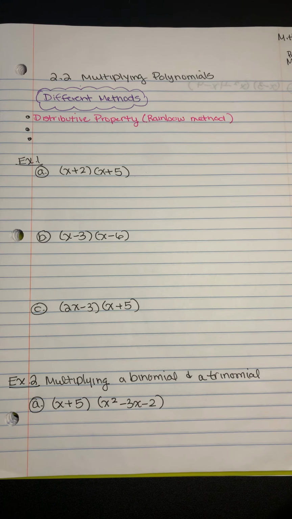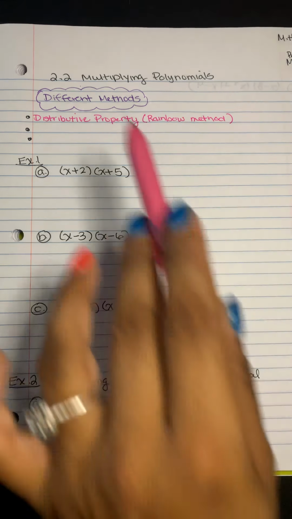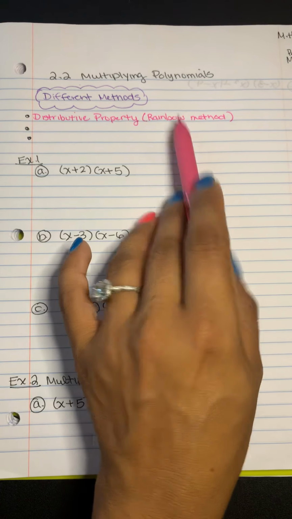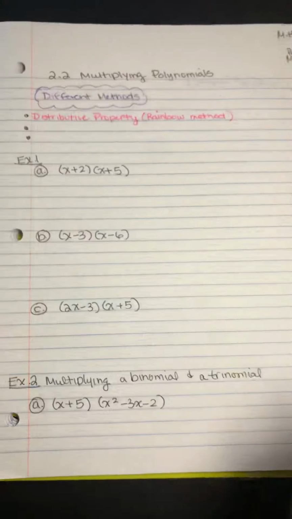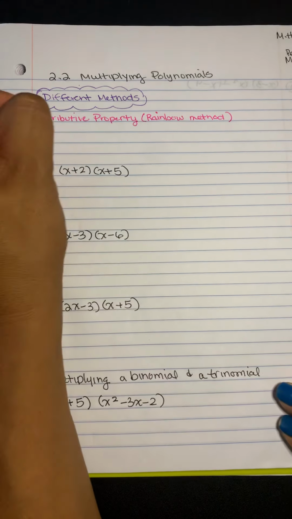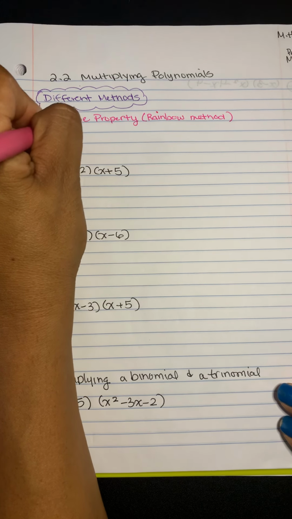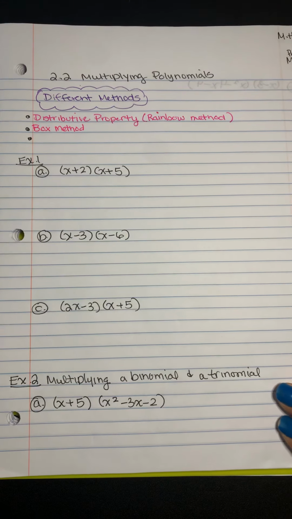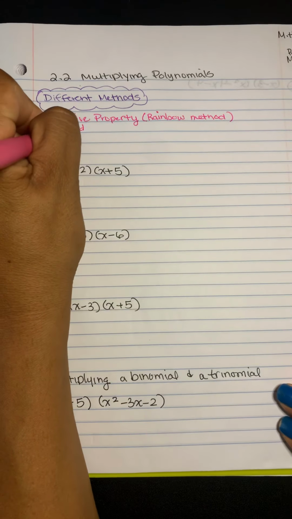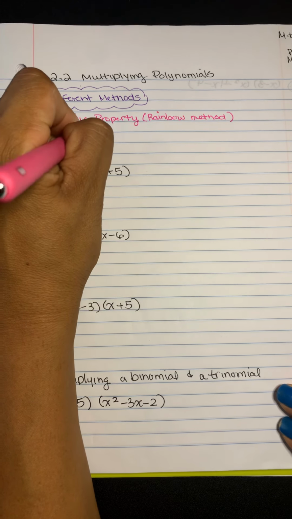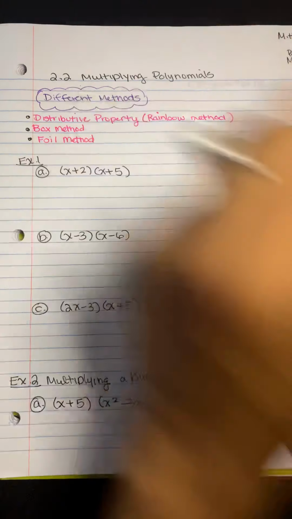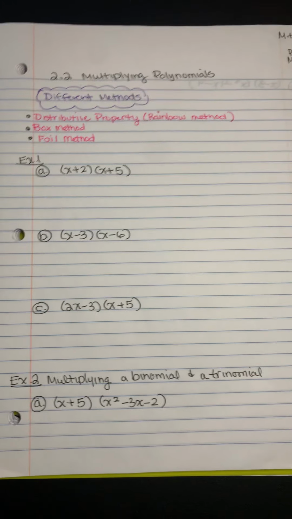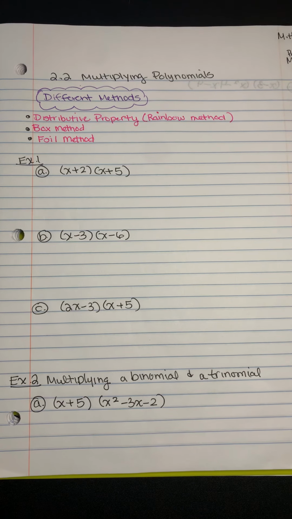There are several different methods. We're going to go over 3 of them. The first one is the distributive property. Some students call this the rainbow method. The next one is the box method. Sorry about that. Okay, that is my favorite. And the last one is the FOIL method. Again, some of you may have heard these in your Math 1 class, or even in 8th grade. Okay, so let's go ahead and get started.